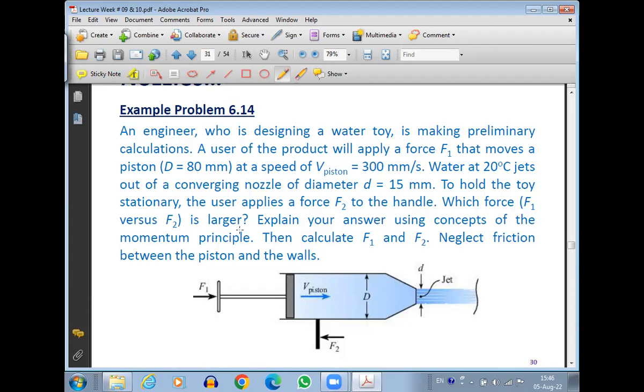First of all, you need to answer that. And then you have to explain your answer using the concepts of the momentum principle. And then calculate F1 and F2, neglecting the friction between the piston and the wall.